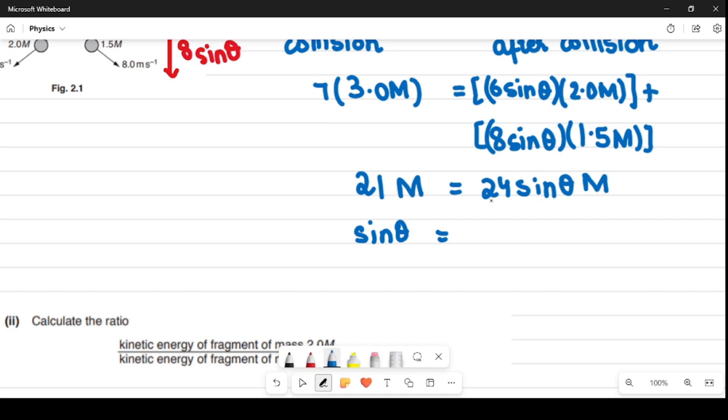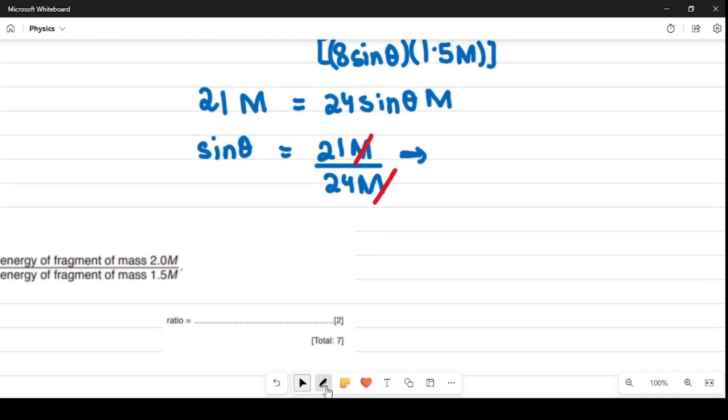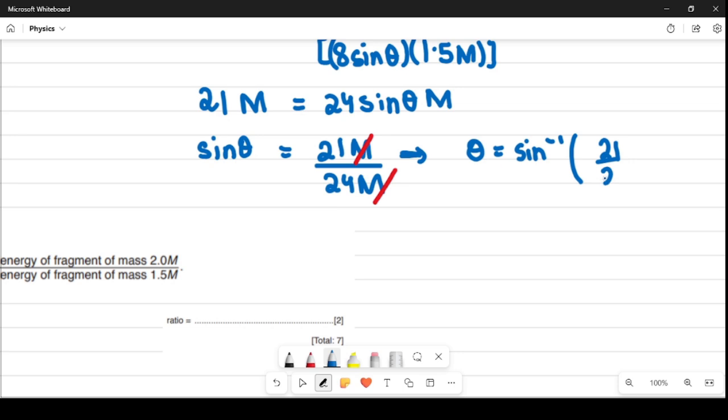So sine theta remains as it is, 21m over 24m. M and m are cancelled because they're the same thing, whether it's a constant or any other value, it's same. So now, making theta your subject, you will get theta is equals to sine inverse of 21 over 24. Theta will be equal to, rounded off to actually 61 degrees. So this is your answer.